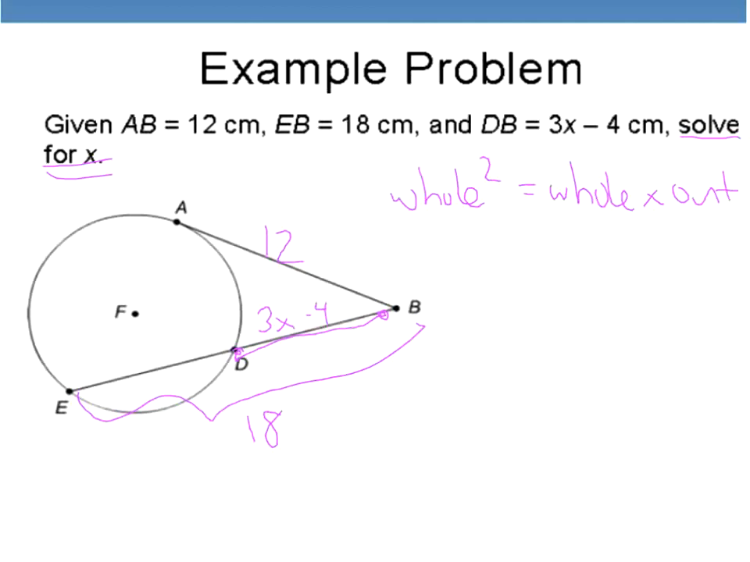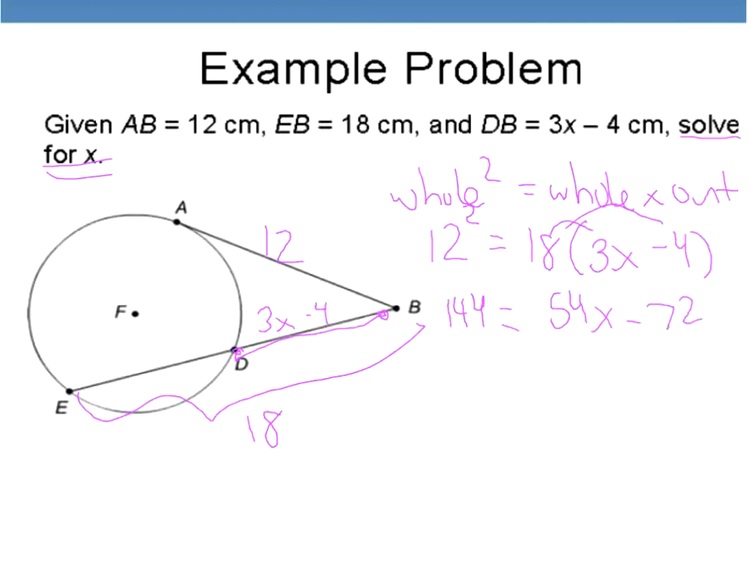All right, so here we go. Whole squared, so that would be 12 squared equals your whole 18 times the outside, 3x minus 4. 12 squared means 12 times 12, so not 24, right? I saw most of you get it right in the room. 144. What do I have to do with the 18? Distribute. So 18 times 3x is 54x, and 18 times 4 is 72.